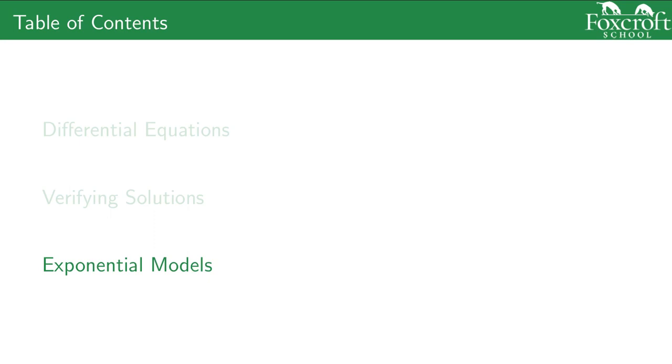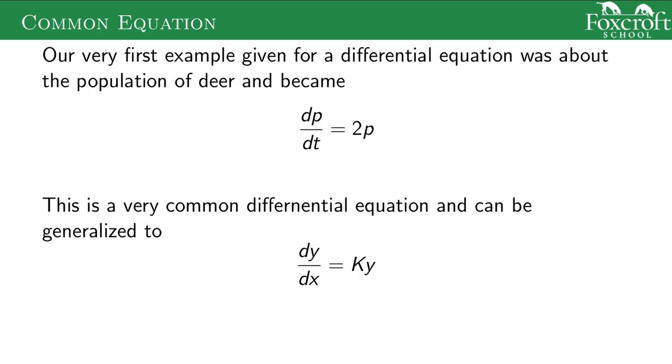In this video, we're going to solve a very specific type of differential equation, which leads to an exponential model. The very first example we did for differential equations was the population of deer, and it was doubling every year, and it gave you this differential equation. The change in population was basically 2 times the current population, because that would cause it to double.